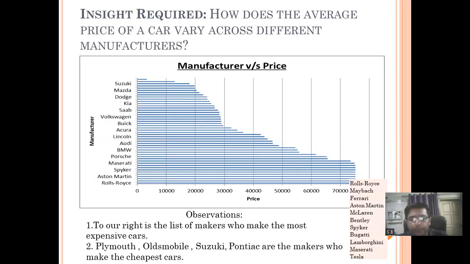Here we go. After visualizing the chart, I can say that to our right is a list of makers who make the most expensive cars like Rolls-Royce, Maybach, Ferrari, etc. Plymouth, Oldsmobile, Suzuki, Pontiac are the makers who make the cheapest cars.